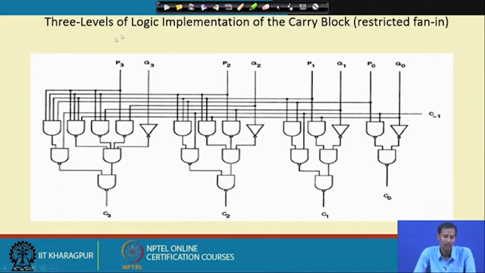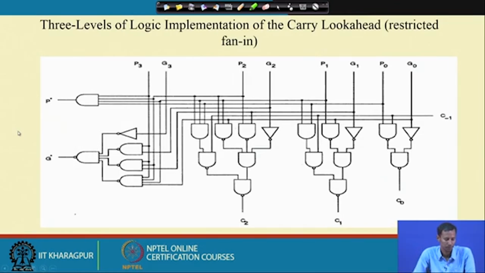Okay. So, this is the 3 levels. That means whenever we restrict the fan in, we are increasing the corresponding levels by 1. So, this is another implementation of this carry lookahead adder with restricted fan in.